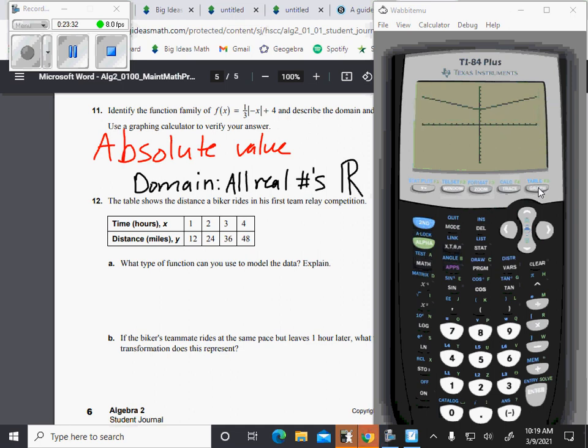Okay, what's our range? Well, it's actually everything up here, right? This graph covers everything up here. So what point is right there? That's our minimum point. It's 4. Why do we say that? Because we have a plus 4 right there. Our range is y is greater than or equal to 4. Everything greater than or equal to 4. 4 is included.